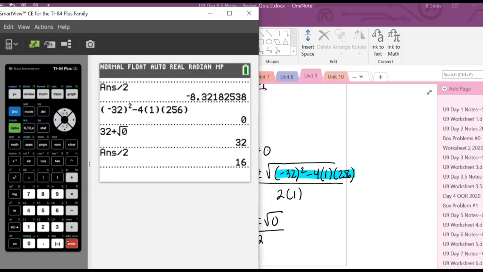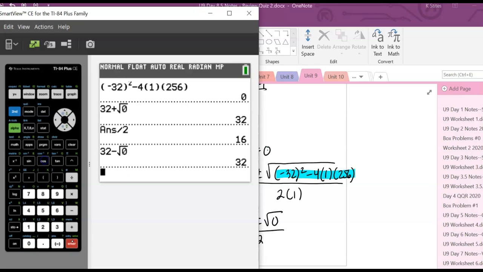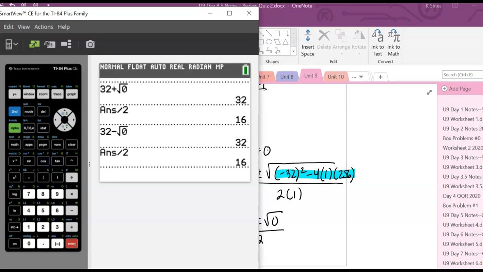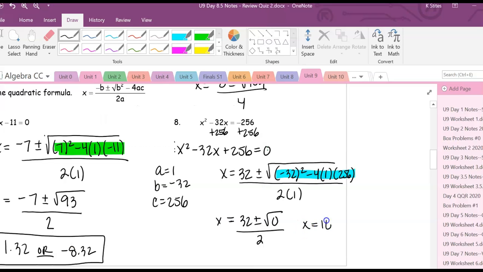So here's my first answer. And if I do this a second time and use subtraction, notice I still get 16. Don't list the 16 twice, just say x is 16. This is one solution. This will always happen when your discriminant is 0.